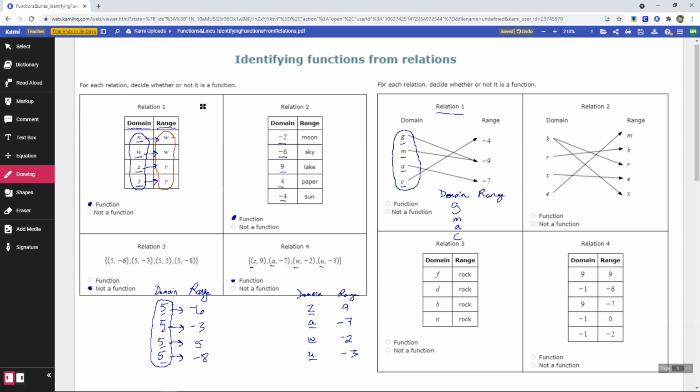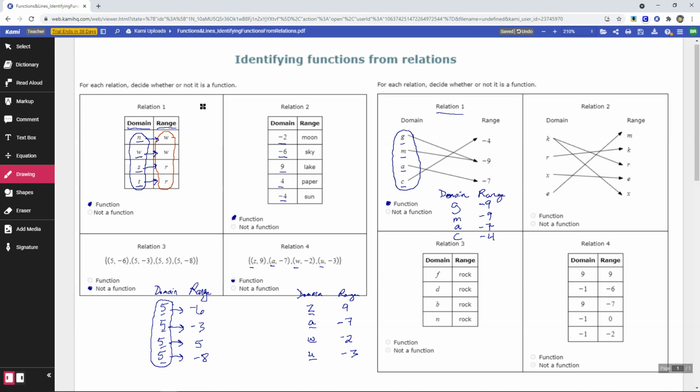So for G, our corresponding value is -9. For M, our corresponding value is -9. For A, our corresponding value is -7. And for C, our corresponding value is -4. Okay, again, because all of our values in the domain are unique, that means that we have a function.